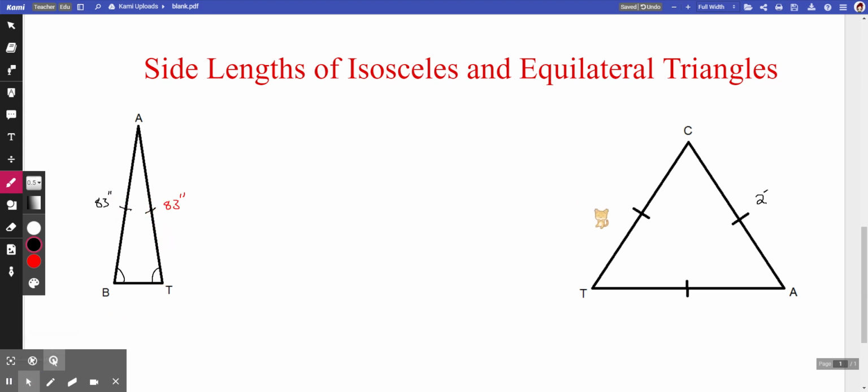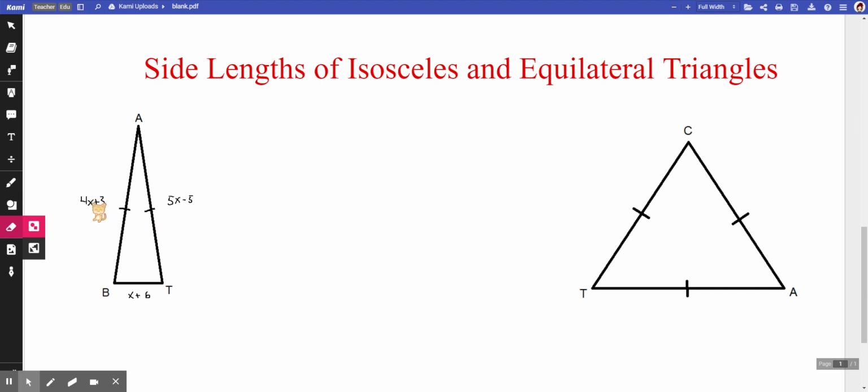For an equilateral triangle, it's even easier. If I know the length of one side, then the other two sides are the same length. Obviously, the real problems come when I don't give you numeric values, I give you algebraic expressions. So 4x plus 3, 5x minus 5, and x plus 6.